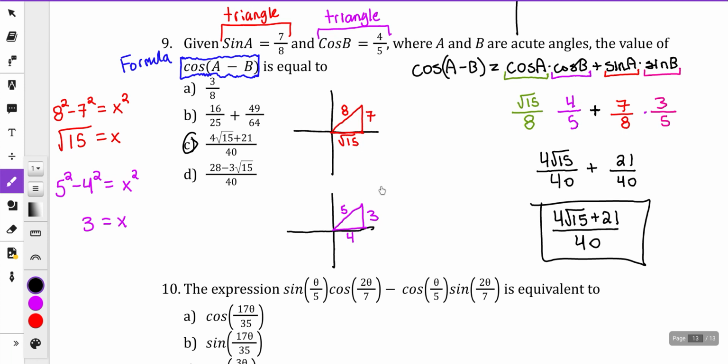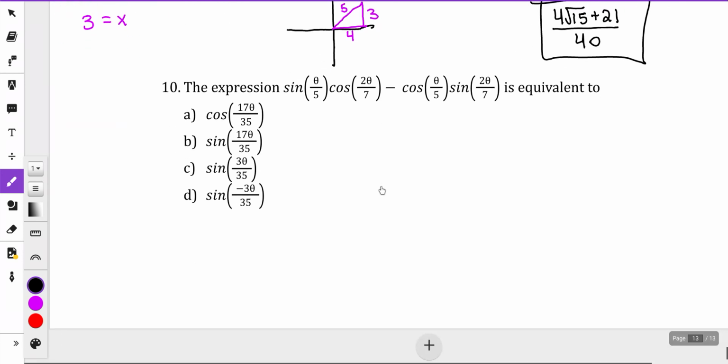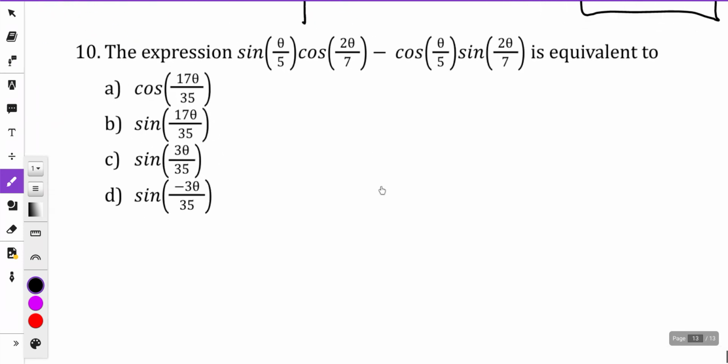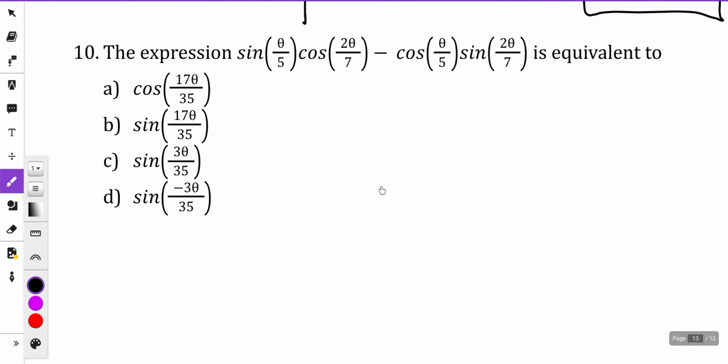Okay. Last one. Then we're done trig. And I think we're tapped out. Brain is fried. Trig has fried us all. The expression sine cos minus cosine sine is equivalent to this pattern. When you see sine cos minus or plus cosine sine, that screams this is on a formula sheet.